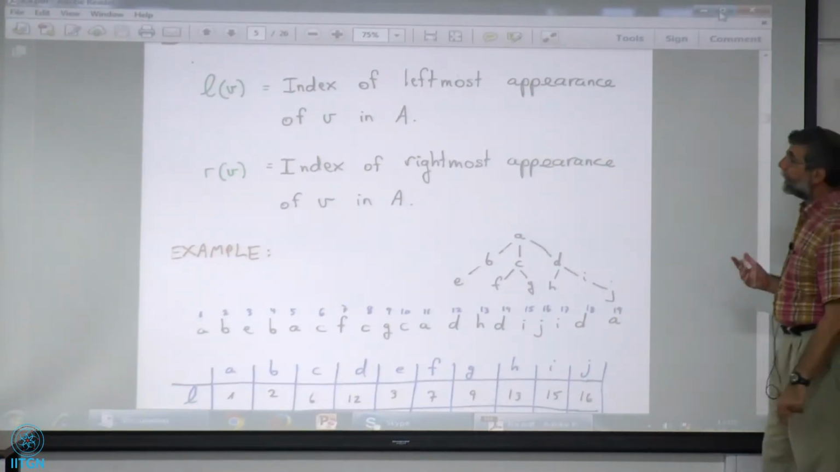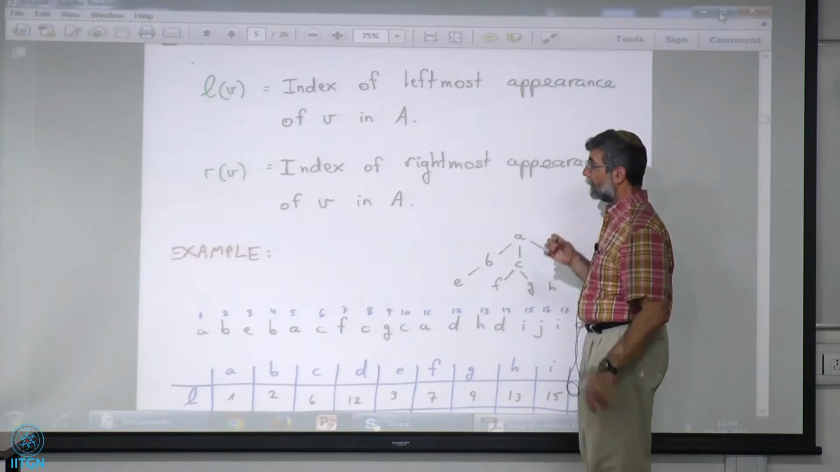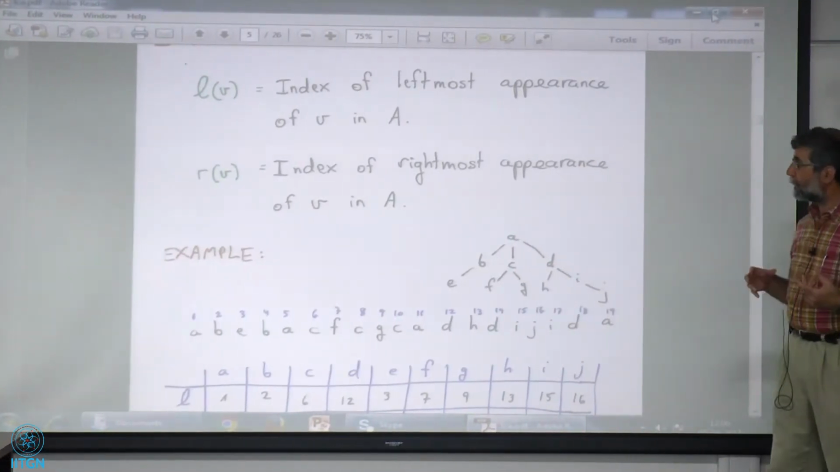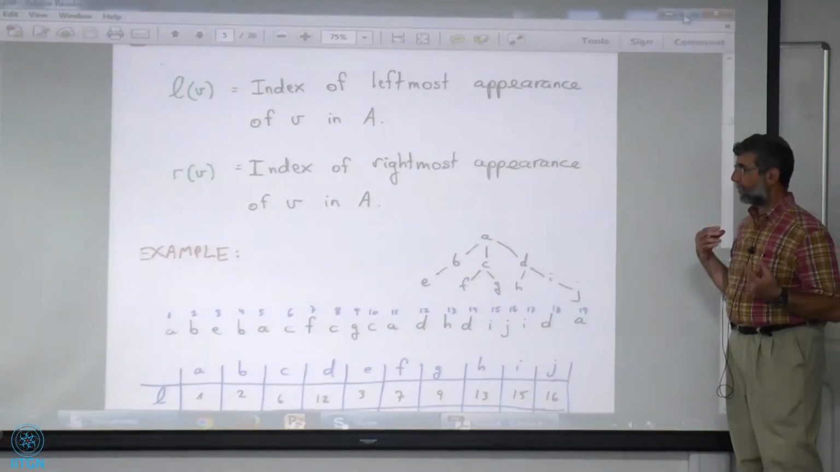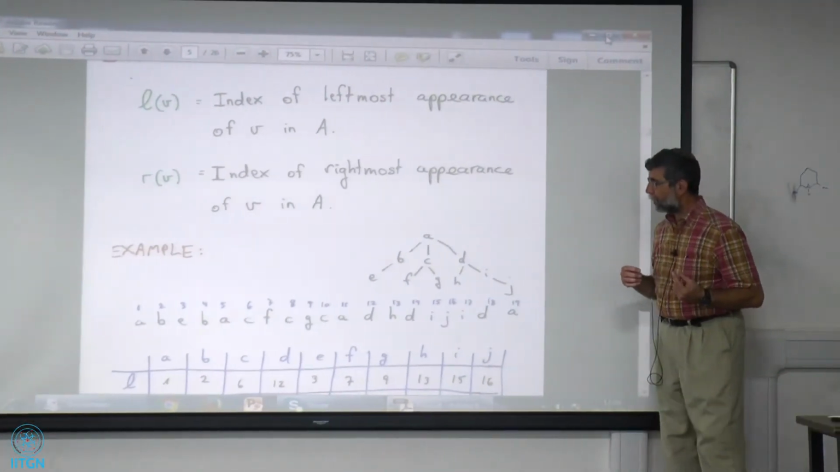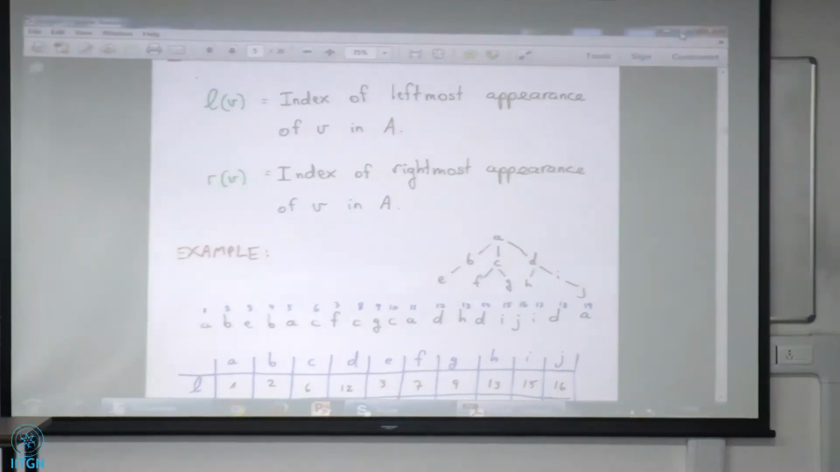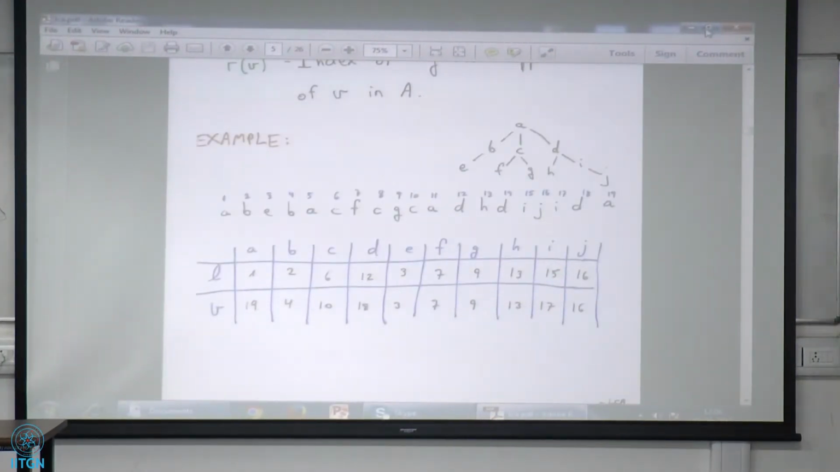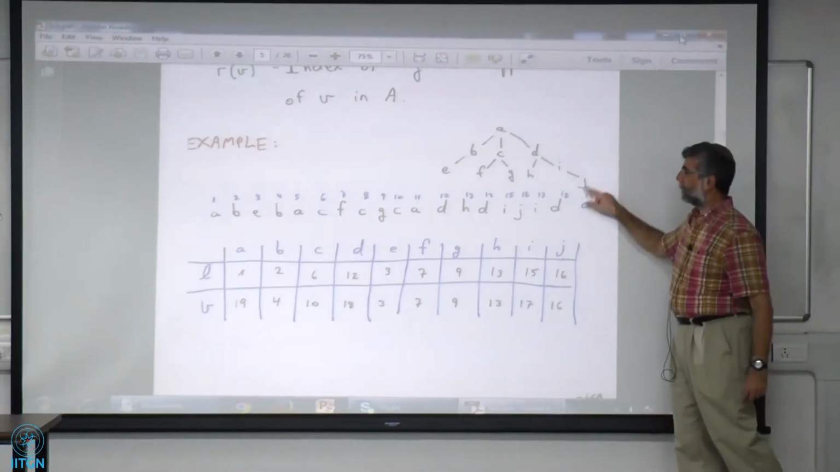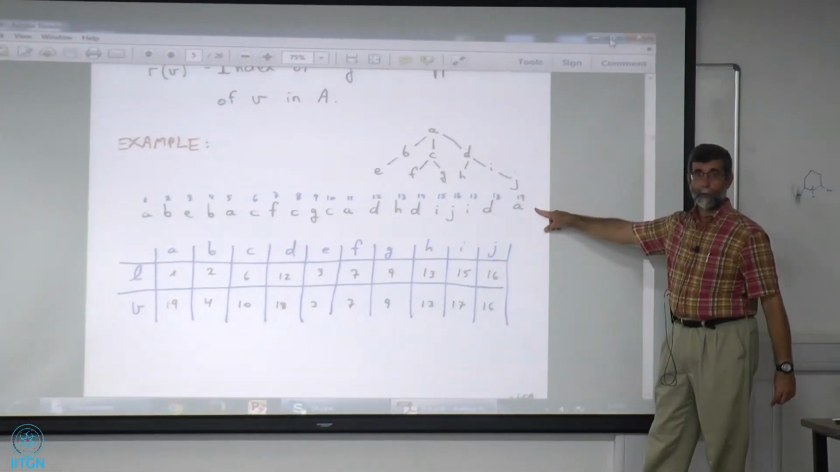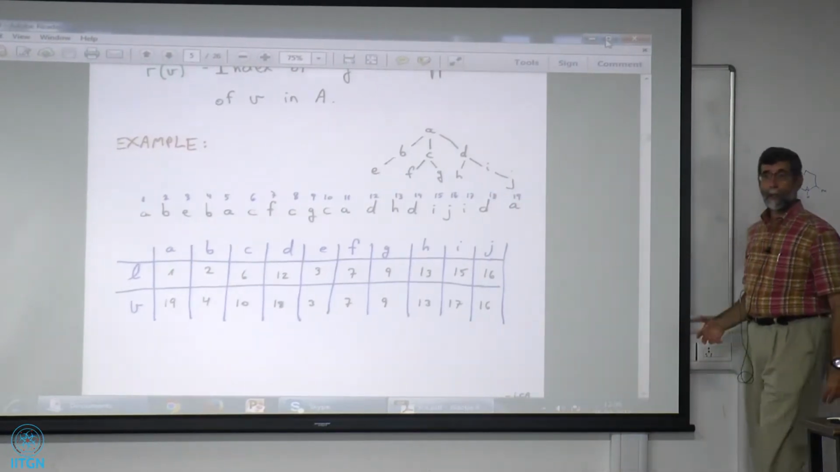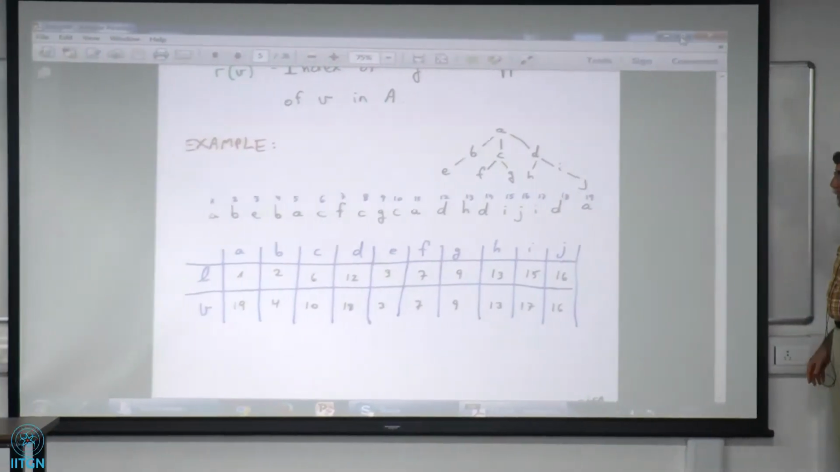We're going to define LV as the leftmost appearance of V in the array of the Euler tour. And RV is going to be the index of the rightmost appearance of V in the Euler tour. So at that point, we're beginning to connect things with numbers. So let's see this same tree that we had before. This was the Euler tour of the tree. And what we have written on top are the indices of the array of the Euler tour.